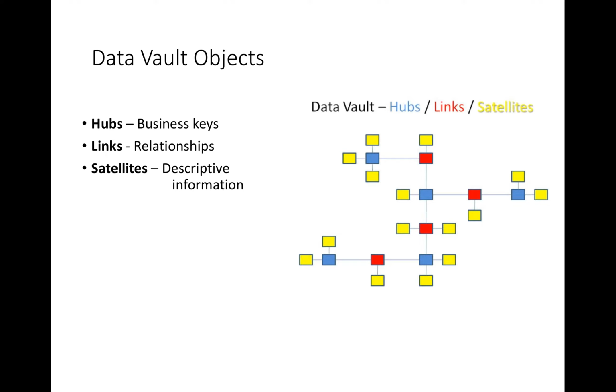Data Vault comprises hubs, links, and satellites. Hubs are basically business keys. Links are the relationships. Satellites hold the descriptive information. This is how the Data Vault model looks. The red ones are all links, the blue ones are the hubs, and the yellow ones are the satellites.